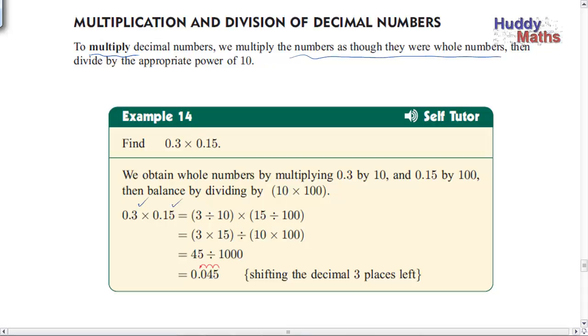0.3 by 0.15. So 0.3 is 3 divided by 10 times 15 divided by 10. So we'll multiply the numbers together, 3 times 15, and then we have to divide by 10 by 100, because we've just taken the top numbers off, so we've still got 1,000 in the bottom line, if you like. So it's 45 divided by 1,000, 0.045. You can do it slightly differently.